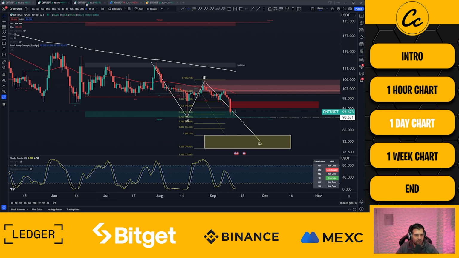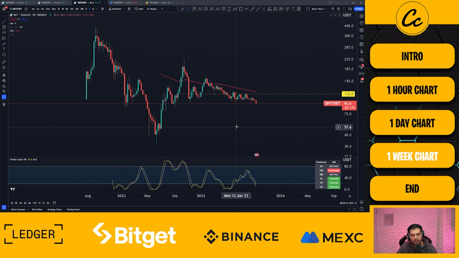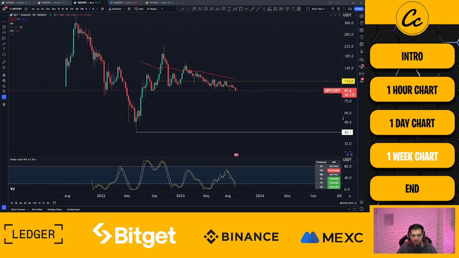So if we take a look at this on the weekly time frame, again, you can still see that we're below the weekly 50 EMA. We haven't got a huge amount of data here from a weekly perspective. We do have the low from June 2022. That is quite aggressive down there at 40.1.